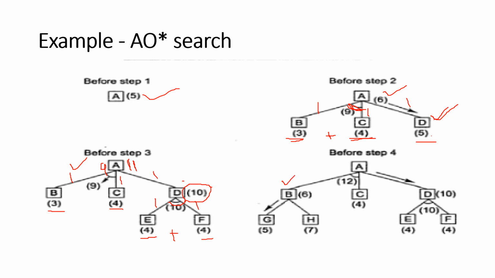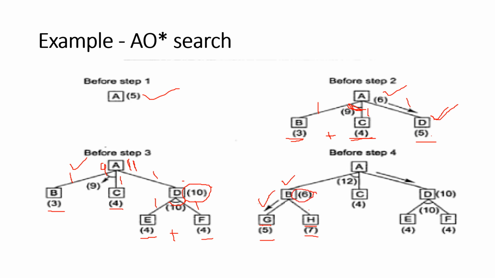So we are expanding B. B we have 5 and 7. Here you can see the heuristic of G is 5 and the heuristic of H is 7. So these are OR nodes. We can choose either one. So this will be 5 plus 1, 6. This will be 7 plus 1, 8. So we will choose G because it is 5 plus 1, that is 6.